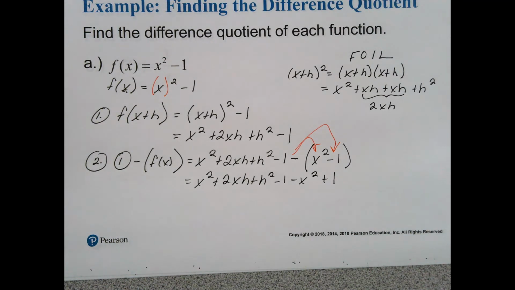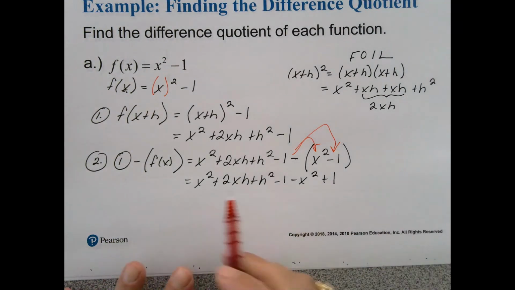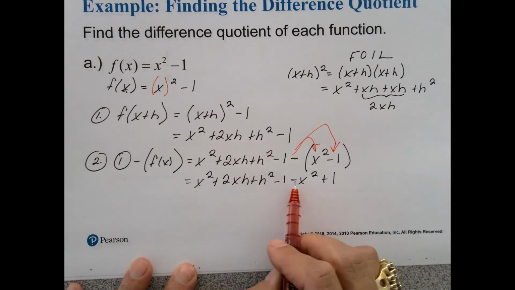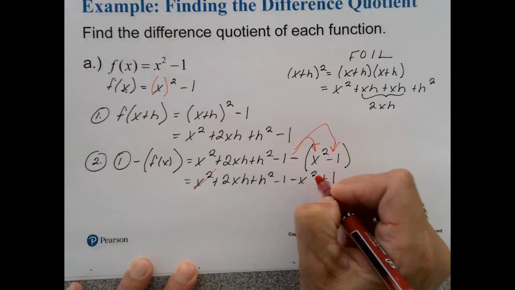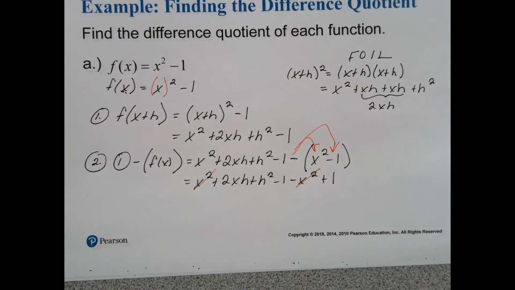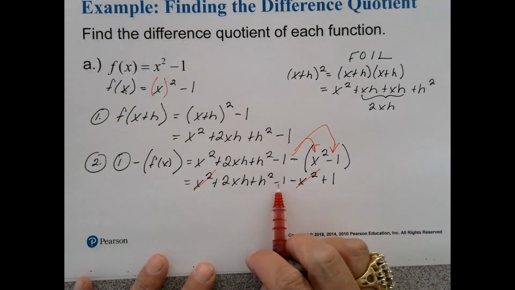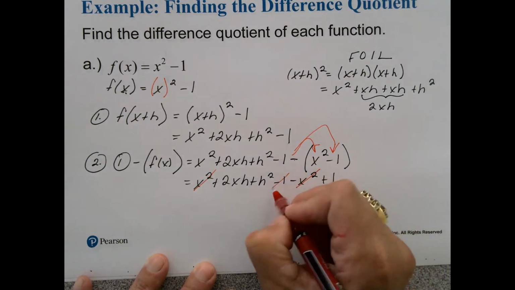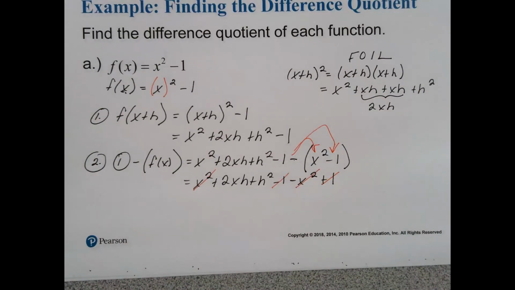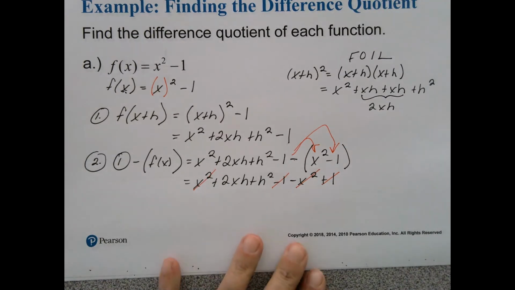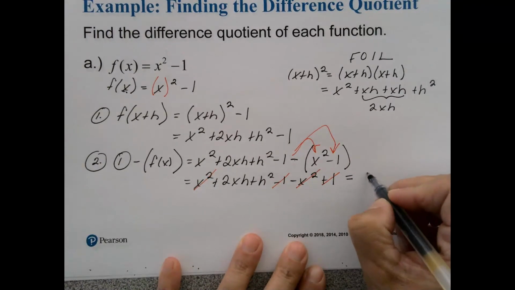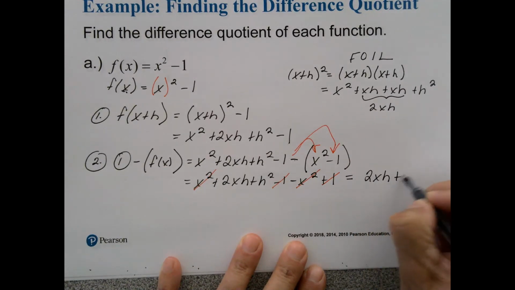Now we collect like terms. I have an x squared, and then I subtract the x squared. Those actually add to 0, so they cancel. They're gone. I have a negative 1, and I add a positive 1. Those add to 0, so those are gone as well. So the result of step number 2 is 2xh plus h squared.